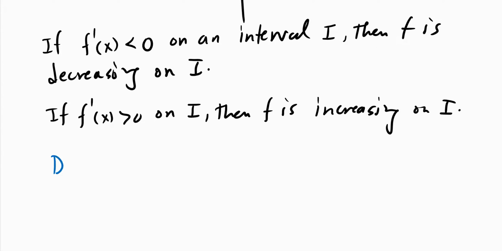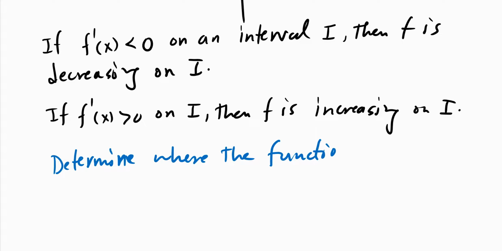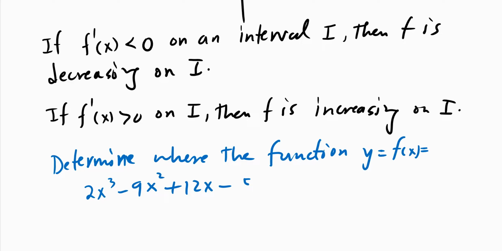So we would like to determine where the function y equals f of x equals 2x cubed minus 9x squared plus 12x minus 5 is increasing. I'm going to put an arrow for increasing. And where f is decreasing, like so.